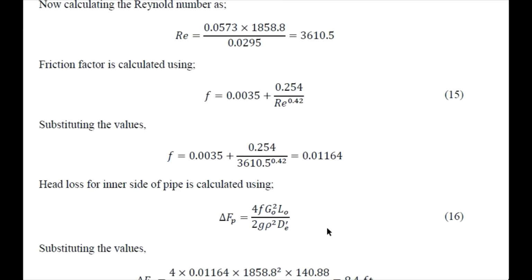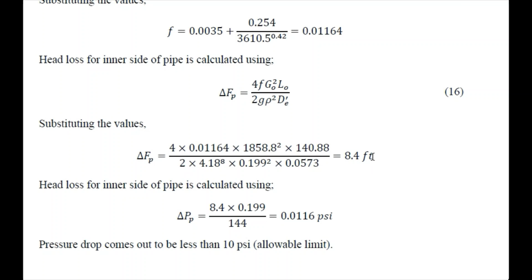So now the friction factor is determined using this equation, since the Reynolds number is high. That's why this equation for friction factor is changed. So after substituting these values we obtain it as 0.01164. Again the formula is the same for head loss, we just need to substitute the values, and we obtain it as 8.4 feet, sorry. Then for pressure drop we again multiply it with the density, and there is a unit conversion, and we obtain it as 0.0116 psi, which is again quite less than the allowable limit.